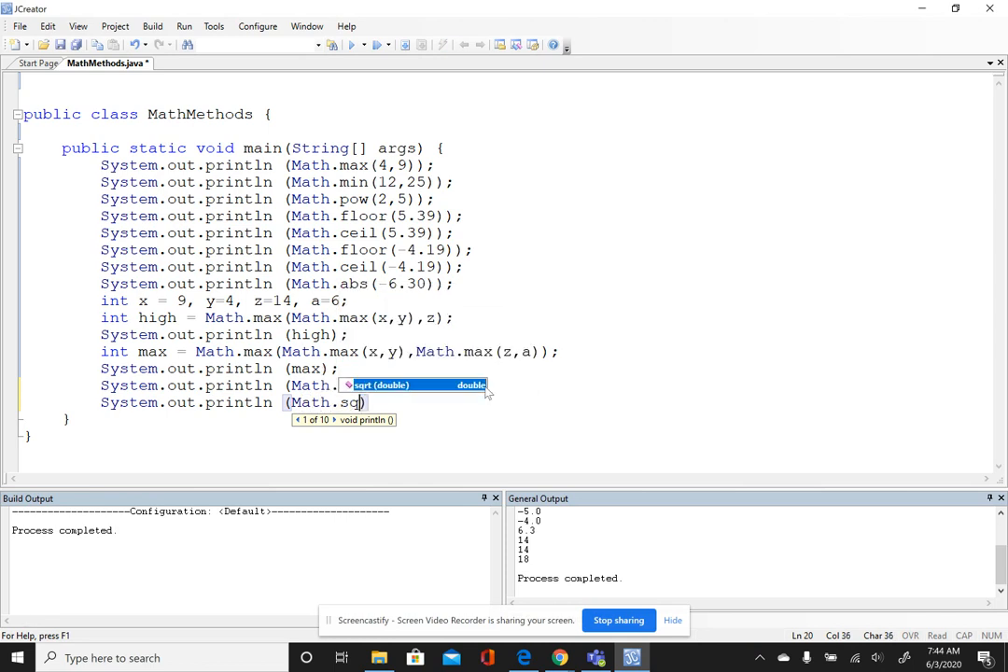Finally, the square root. Sqrt, let's say 81. The square root of 81 is 9, but since this method returns double, you're going to see 9.0. So in the next lecture, we'll be talking about another method which is very frequently used, which is math.random. We'll devote the next lecture to math.random. Thank you for watching and see you in the next lecture.